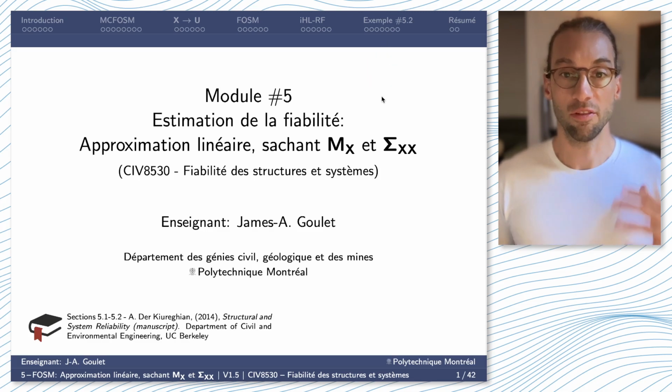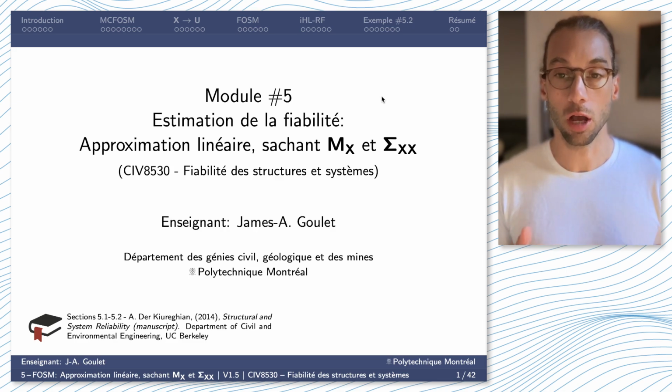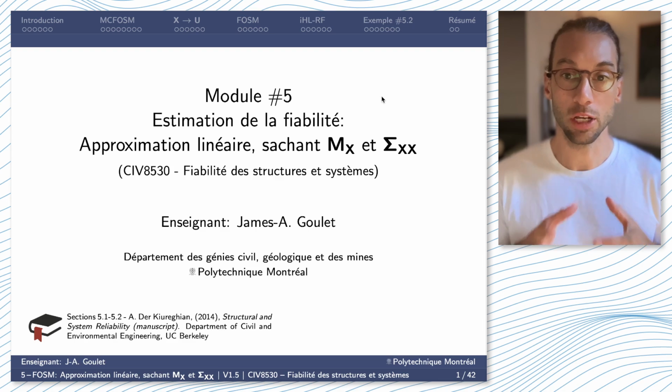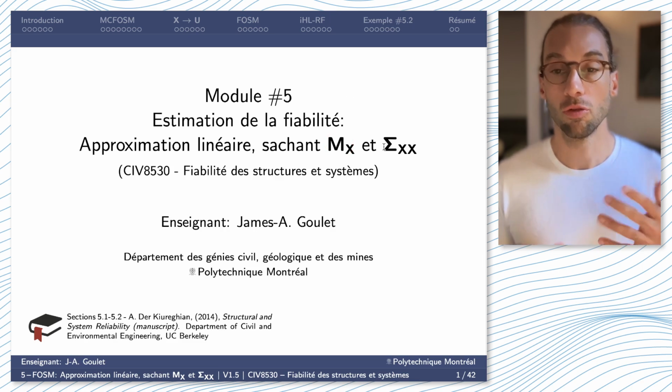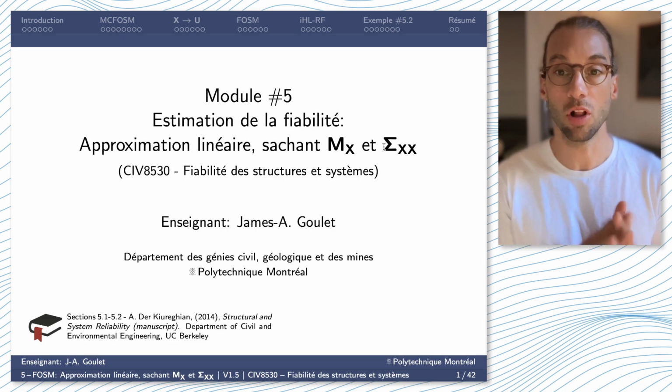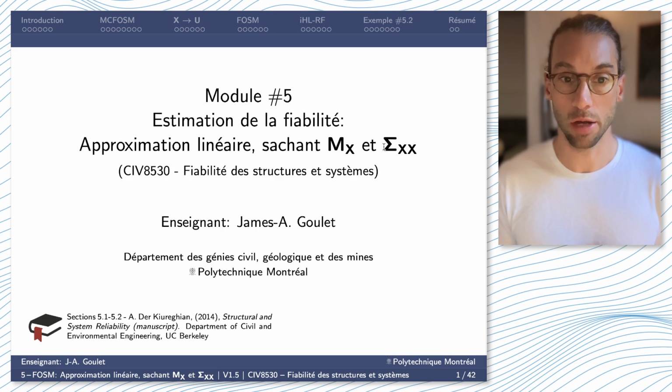In Module 5, we're going to see how we can approximate the probability of failure of a component by doing a linear approximation and assuming that we know the mean vector and covariance matrix for the random variables involved, either in the resistance or solicitation model.